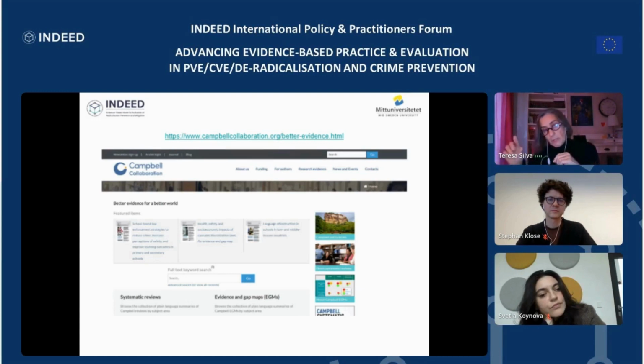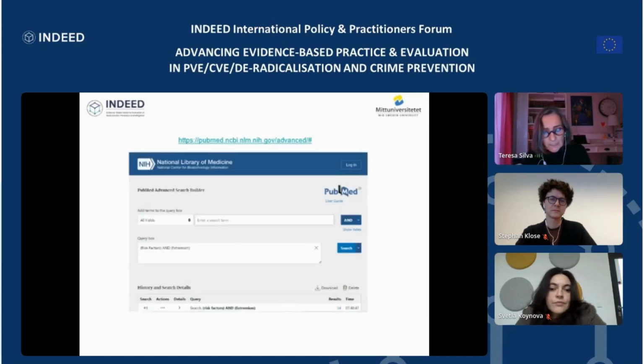So in Campbell Collaboration, you have free access online, and you can choose all areas or reduce your search to certain fields. For example, crime and justice comprises, at this moment, 64 systematic reviews. But you can also search for education, international development, social welfare, and other areas. Another free search tool is PubMed.